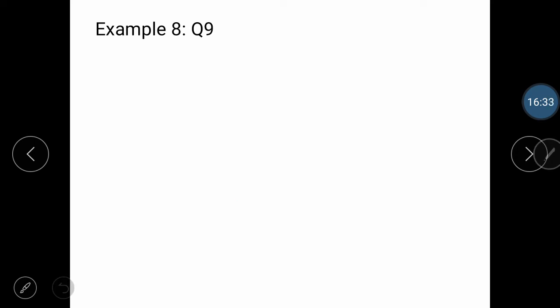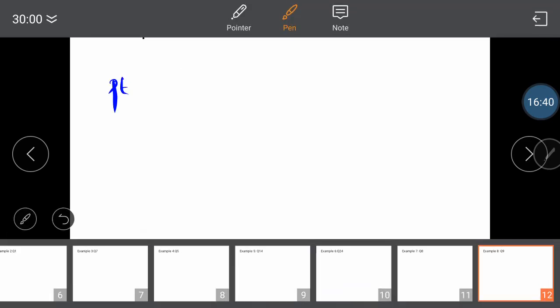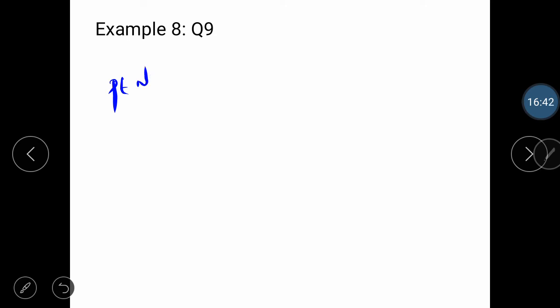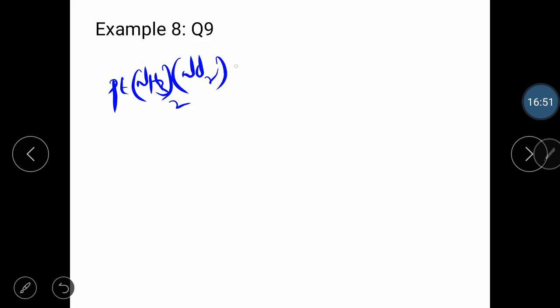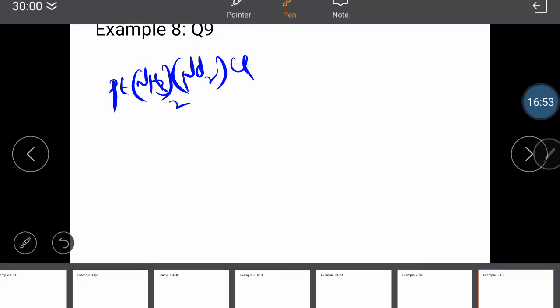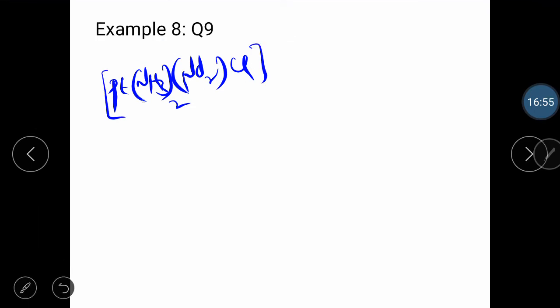Okay, next one. Example 8. Question number 9 I am taking. Platinum, NH3 twice, NO2, then Cl in square brackets. Which complex? No ions, so non-ionic.